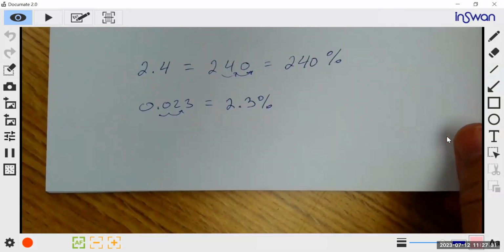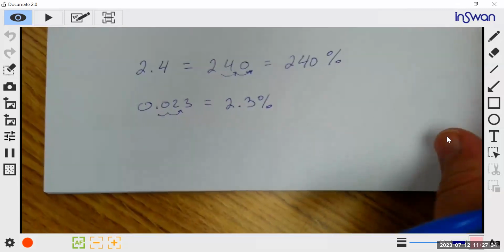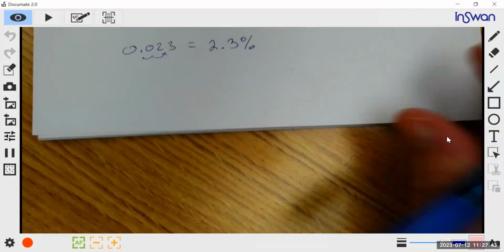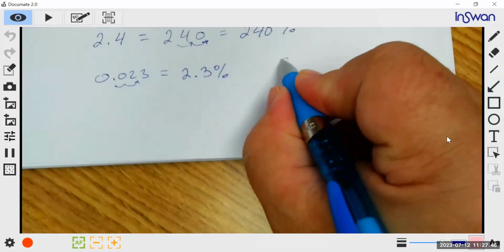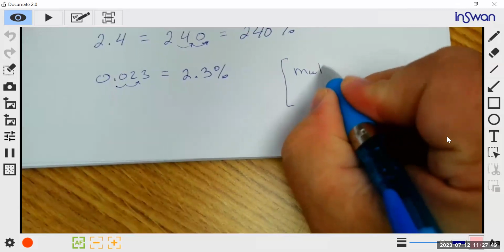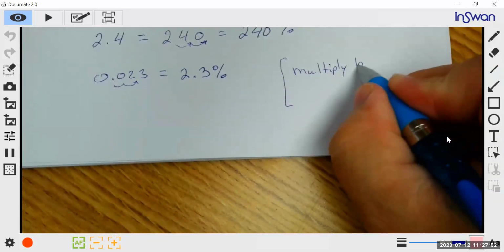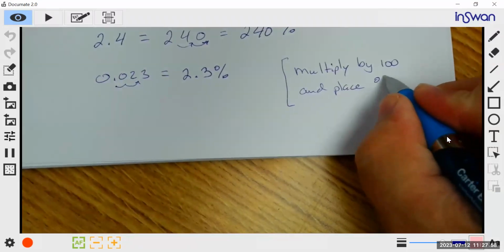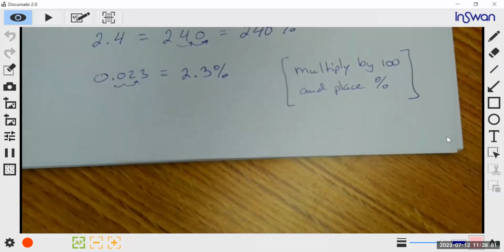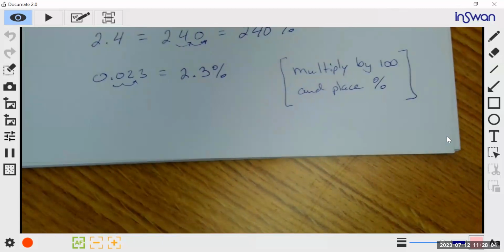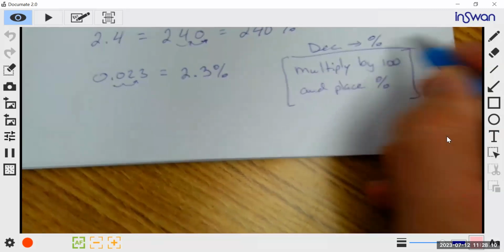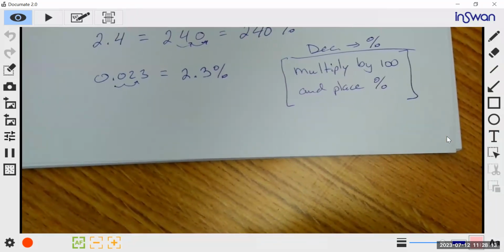What's really happening is this: multiply by 100 and place the percent. If I'm going from decimal to percent, multiply the decimal number by 100 and put a percent symbol behind it.